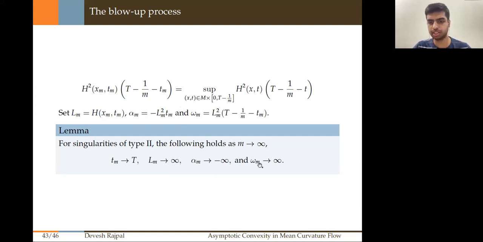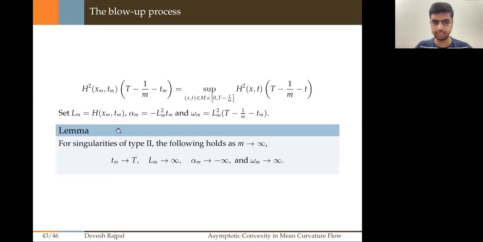And the type 2 condition comes here. Omega m goes to infinity. This mean curvature square times time difference term goes to infinity. This was the condition for type 2 singularities. So as we chose the points in space-time, we have the results that mean curvature blows up, alpha m blows up to negative infinity, and omega m also blows up.